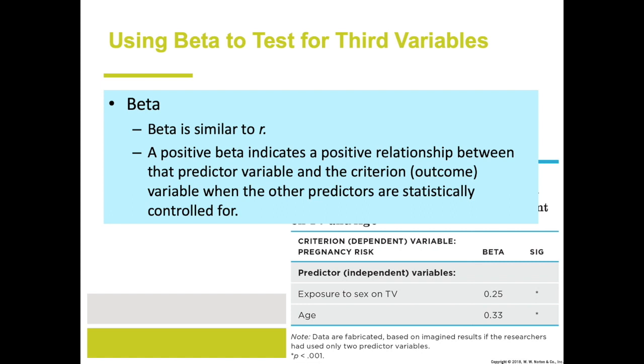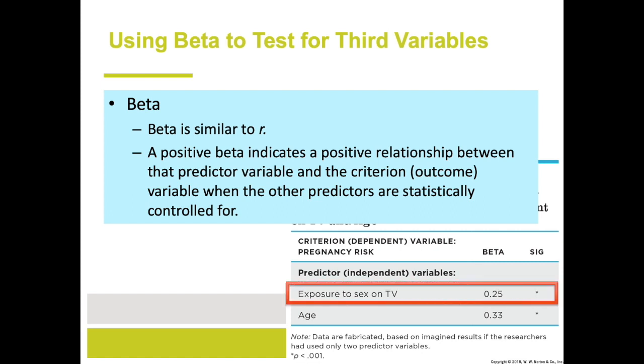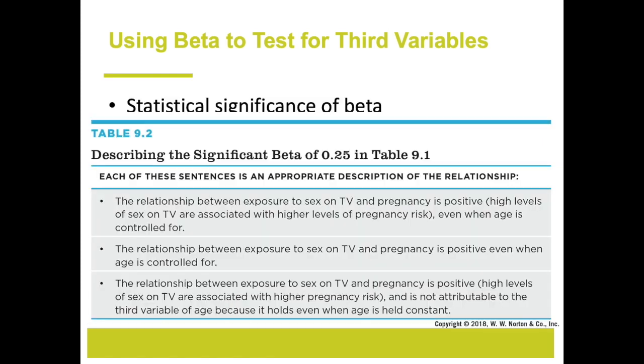So the question is, how do we interpret that 0.25? What does that actually tell us? It's telling us something about the relationship between exposure to sex on TV and pregnancy risk when we make everyone the same age statistically. But here are some examples. If it's significant, and in this case it is, you could say the relationship between exposure to sex on TV and pregnancy is positive. That is, high levels of sex on TV are associated with higher levels of pregnancy risk, even when age is controlled for. So that's one way you could do this.